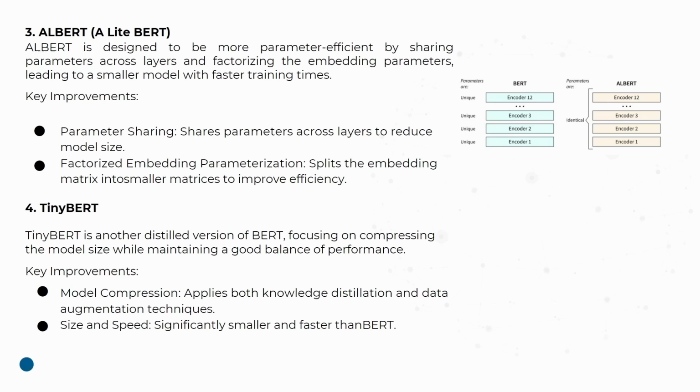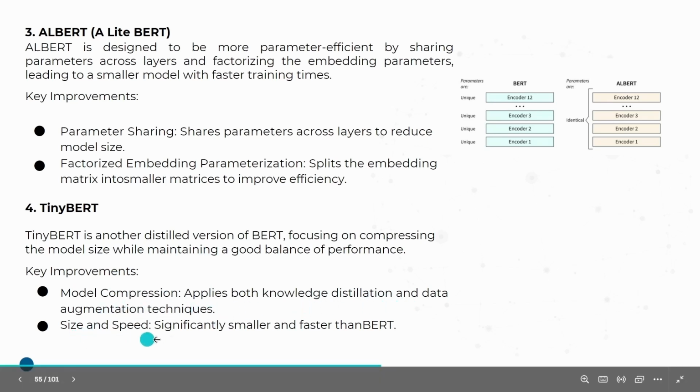Next we have ALBERT. In ALBERT, we share parameters across the layers to reduce the model size, and we use factorized embedding, which means splitting the embedding matrix into smaller matrices to improve efficiency. And here we have TinyBERT, which is also a version of BERT. It is a compressed version of BERT that applies both knowledge distillation and data augmentation techniques. The size of this model is quite small, and it is much faster than BERT.